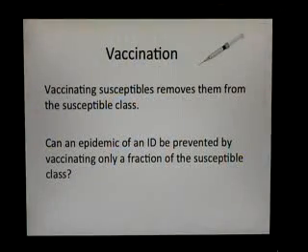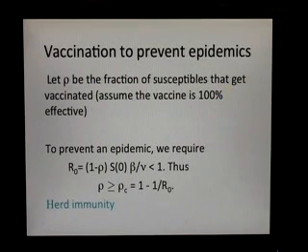So there's no way you're going to cover 100% of the population. People are always going to refuse vaccines. You're not going to be able to find everybody in the population. So the question is, can an epidemic be prevented by vaccinating only a fraction of the susceptible class? That's the question. And if the answer is yes, then what's the smallest fraction you need? And we can now answer the question very easily.